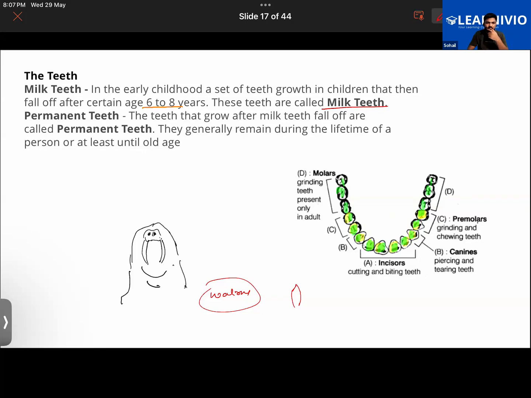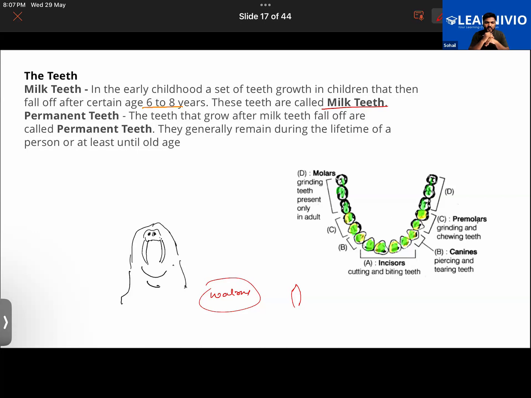Those are not particularly canines, but they are tusks. They are kind of canine teeth. We say that they are kind of canine teeth, but their main function is not related to biting or chewing the food.